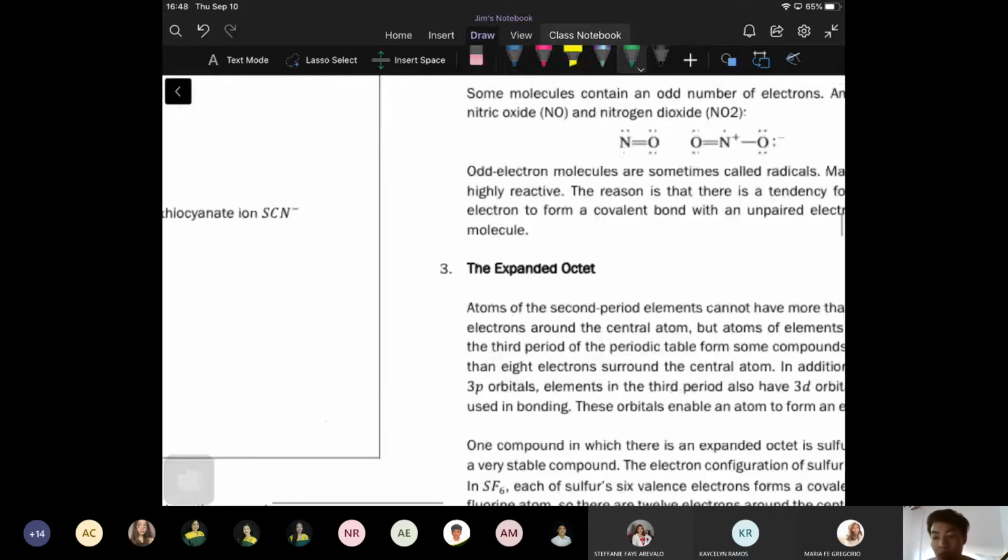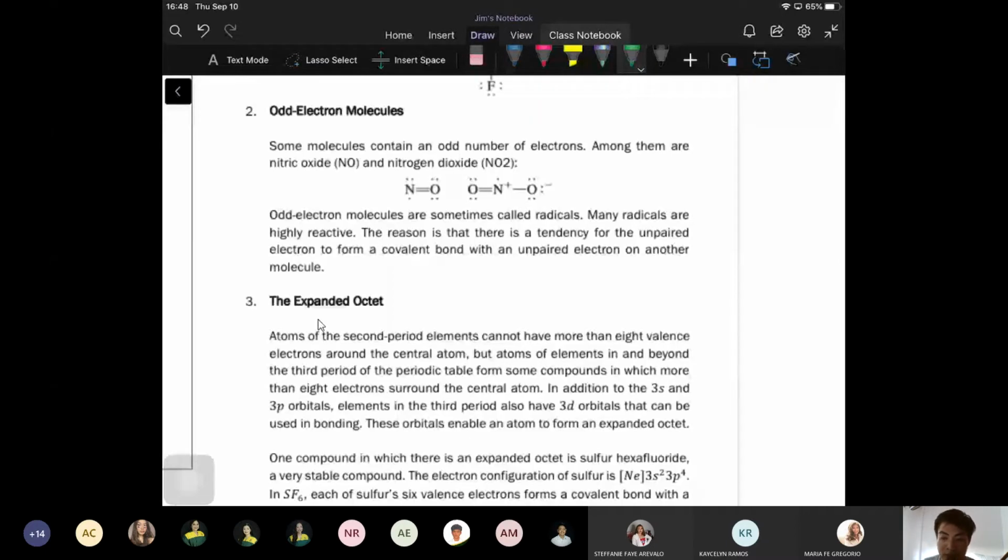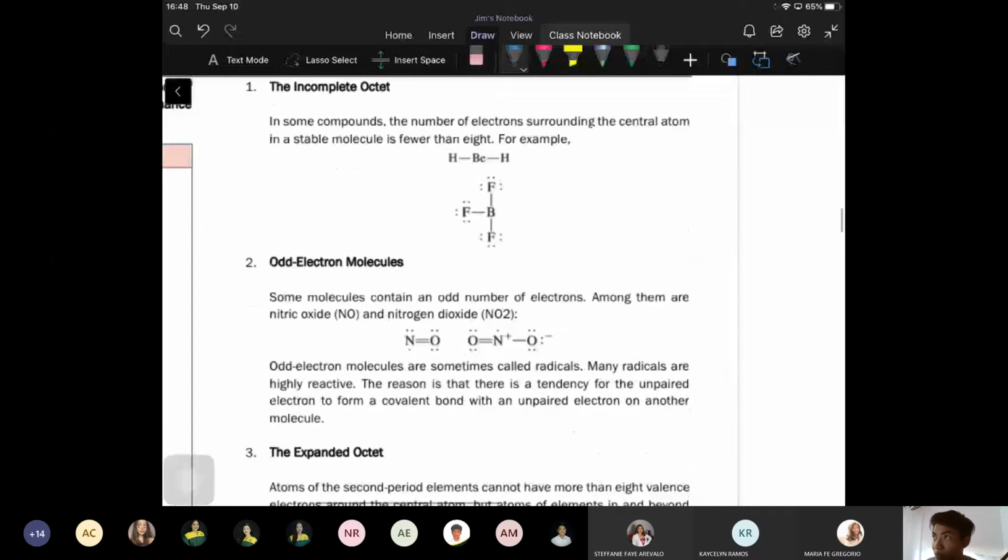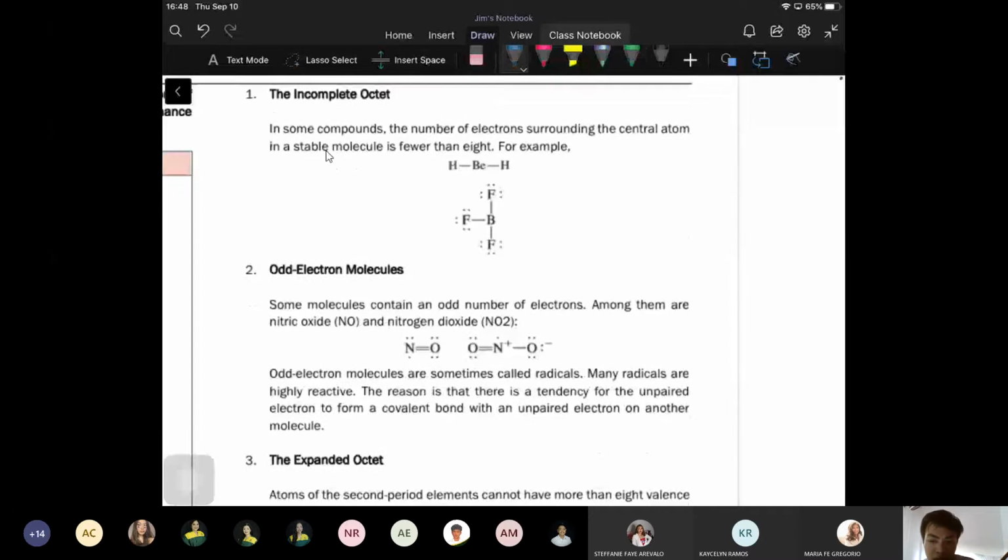Number 1 is the incomplete octet. Number 2 is the odd electron molecules. Number 3 is the expanded octet. We will just go through this quickly. So when we say incomplete octet, these are the molecules in which your atoms cannot hold up to 8 electrons.